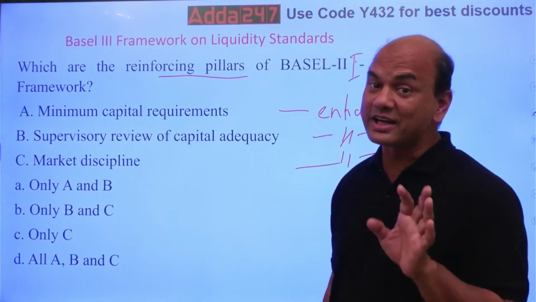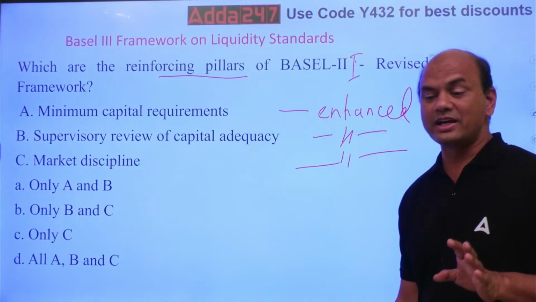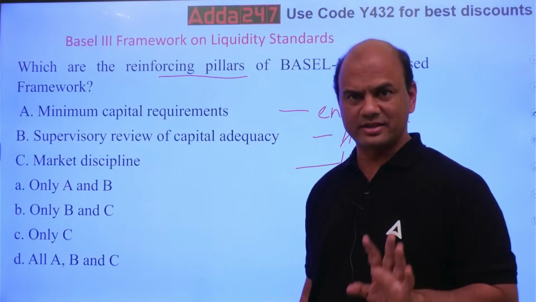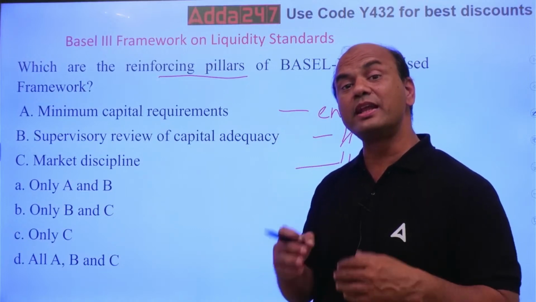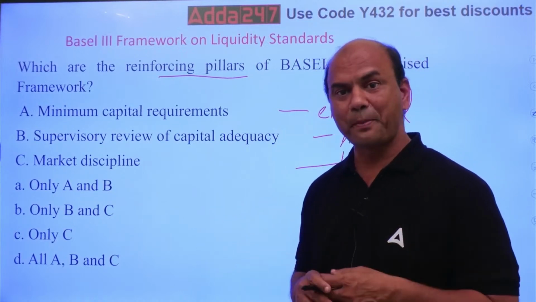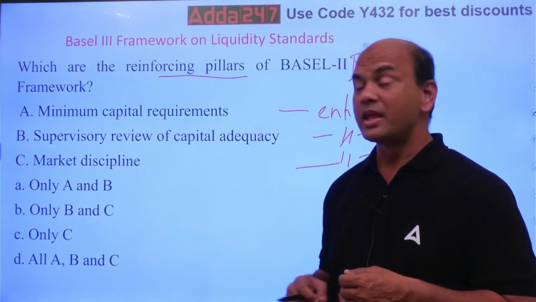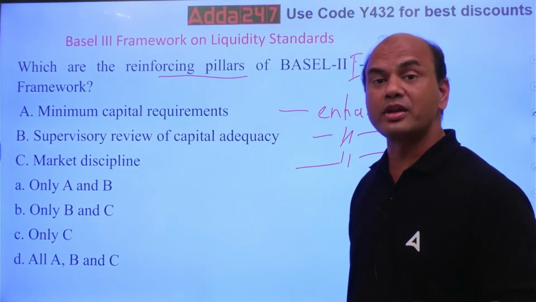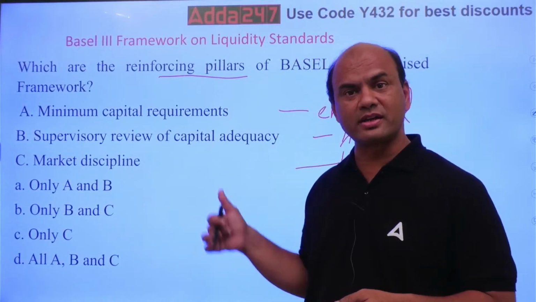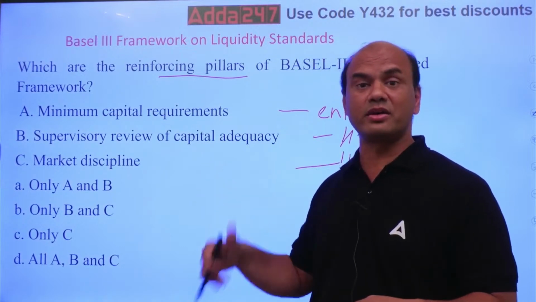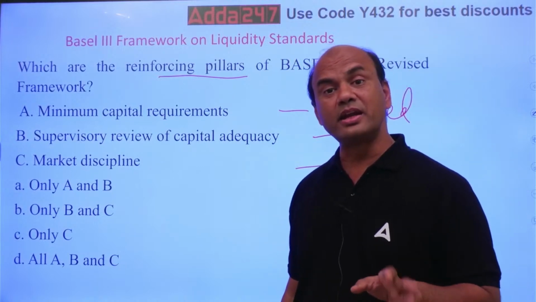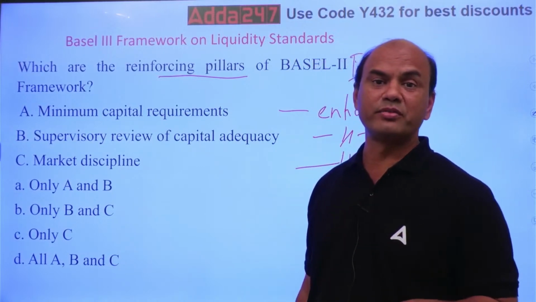But that CCCB buffer has not been brought in by RBI up till now. CCB is there, 2.5%. So that's why we call it enhanced. Additional layers have been brought in so that your banks are more safe. Even this supervisory review, ICAAP, has been brought in Basel 3. It was not there in Basel 2. In Basel 3, ICAAP is stricter. It was there, but it is stricter now. ICAAP, the internal capital adequacy assessment process.